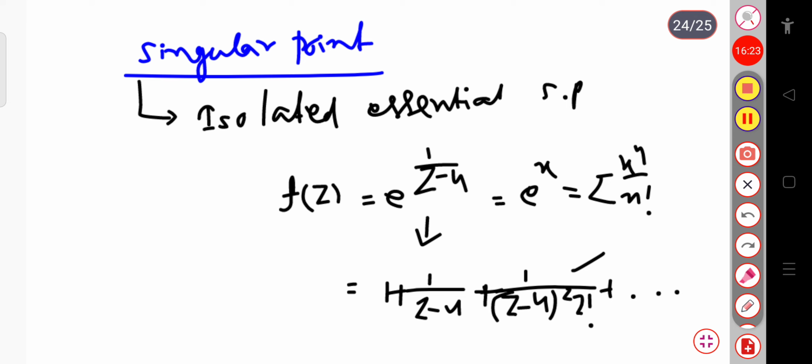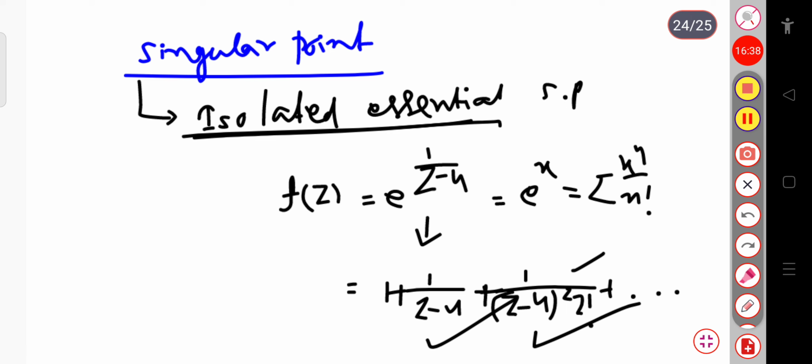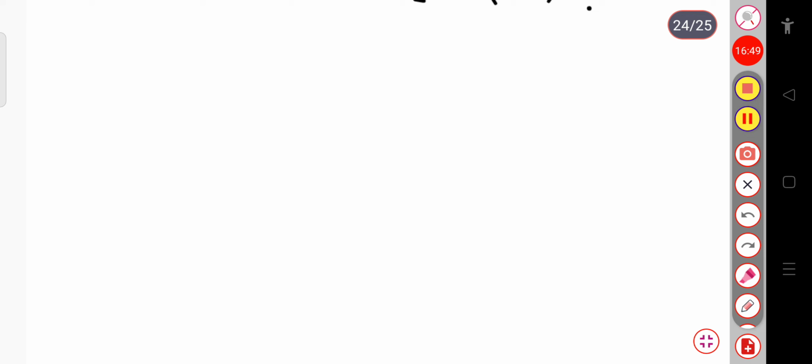This is 1 by z minus 4, 1 by z minus 4 square and so on. So this is called the isolated essential singular point. That is the principal part of the Laurent series expansion. It will contain an infinite number of negative powers of the term z minus a. So this z equal to a, and here z equal to 4, is called the isolated essential singular point.